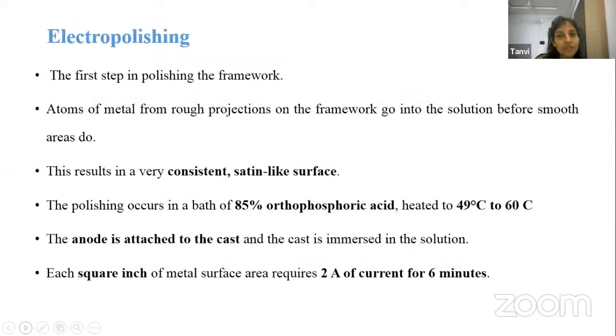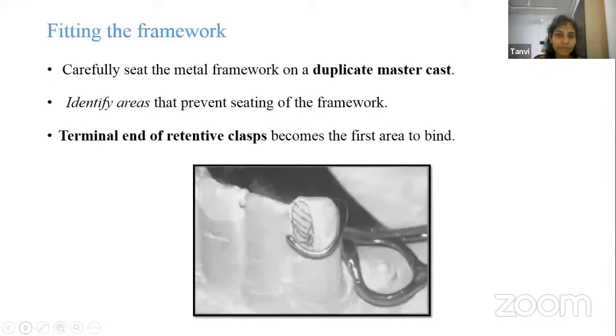The type of polishing done first is an electropolishing procedure, so it gives a consistent satin finish. The polishing is done in a bath of 85% orthophosphoric acid at a temperature of 50 to 60 degrees centigrade. The anode is attached to the cast and then the current is passed so that the larger, rough metal particles are removed from the surface of the cast and go into the electrolytic liquid, giving the electropolished surface to the framework.